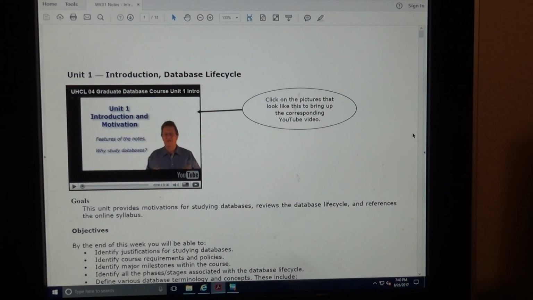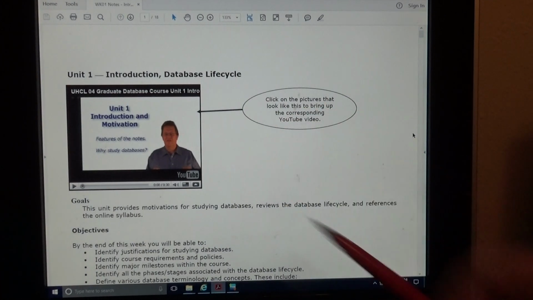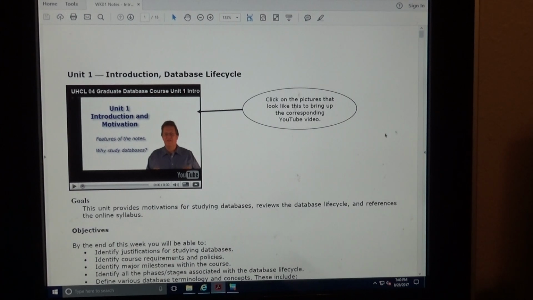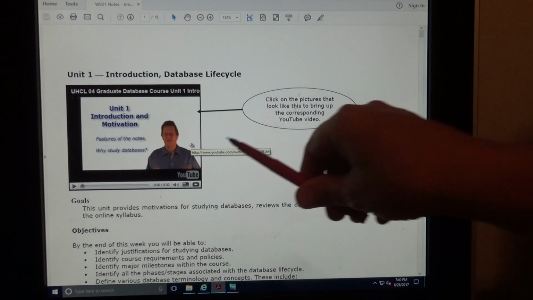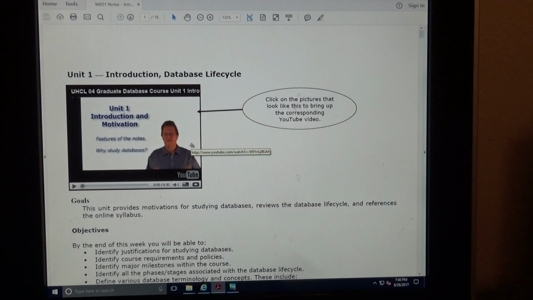I want you to notice as you go through the notes, you'll see, for example, these links, these images there, and assuming you've got a hard copy, if you go over it, the cursor will change and you can click on it and watch the video. I would suggest watching the video before going any further in the notes whenever you encounter one of these videos.